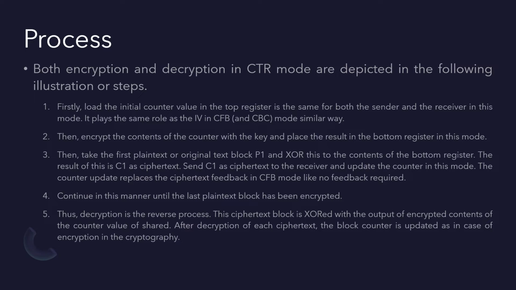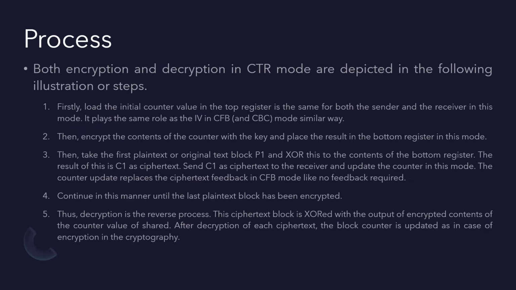Process. Both encryption and decryption in counter mode are depicted in the following illustration or steps. Firstly, load the initial counter value in the top register, which is the same for both the sender and the receiver in this mode. It plays the same role as the IV in CFB and CBC mode. Then, encrypt the contents of the counter with the key and place the result in the bottom register. Then, take the first plaintext block P1 and XOR it with the contents of the bottom register. The result of this is C1, the ciphertext.